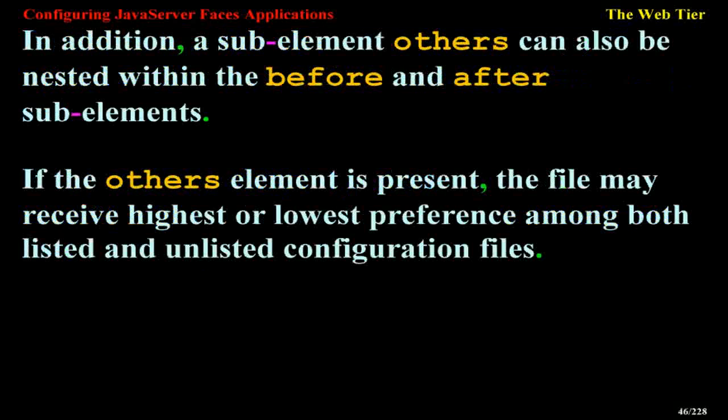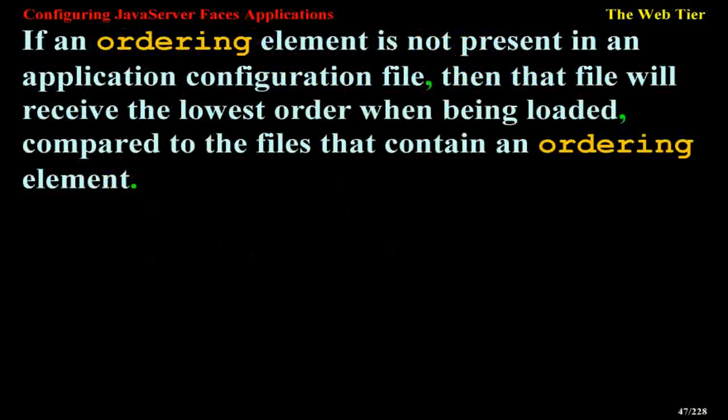In addition, a sub-element others can also be nested within the before and after sub-elements. If the others element is present, the file may receive highest or lowest preference among both listed and unlisted configuration files. If an ordering element is not present in an application configuration file, then that file will receive the lowest order when being loaded, compared to the files that contain an ordering element.